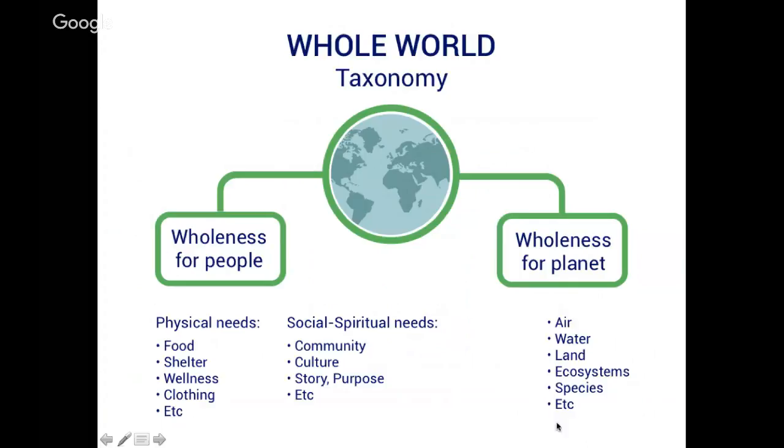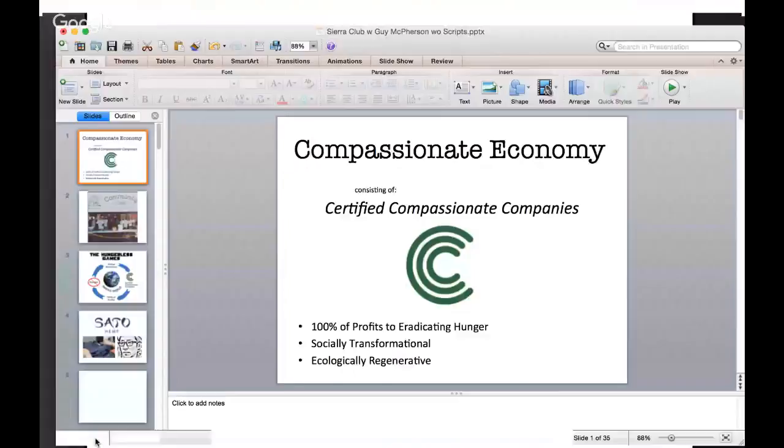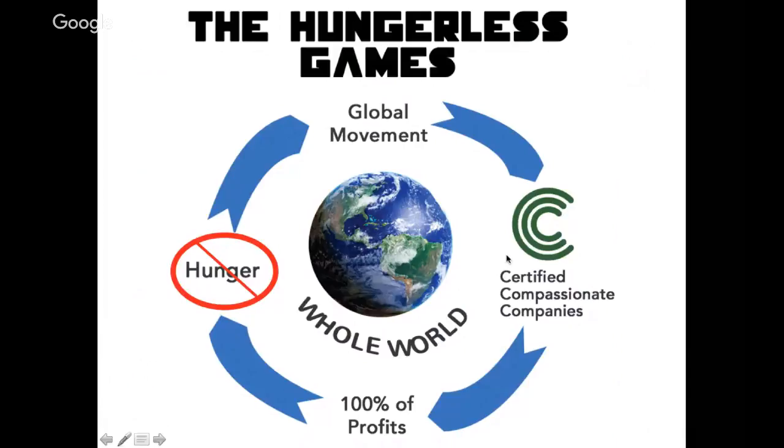So we're basically picking the most urgent need from here and the most urgent need from here and drilling in on those as examples. We've already done hunger. Just to show you real quick, Miles, we talked about the standard triple C, certified compassionate companies, which donate all their profits to ending hunger. We use those profits in programs like community cafes to feed people nutritious foods for free, also creating jobs and volunteer opportunities. This is part of a broad strategy called the Hungerless Games, where certified compassionate companies fund community cafes and other programs to end hunger.